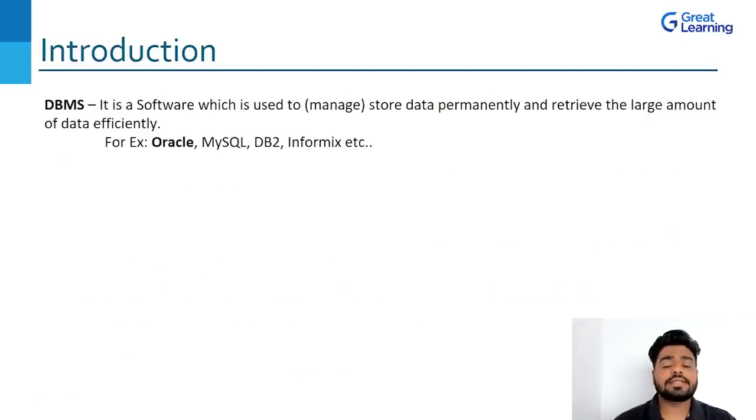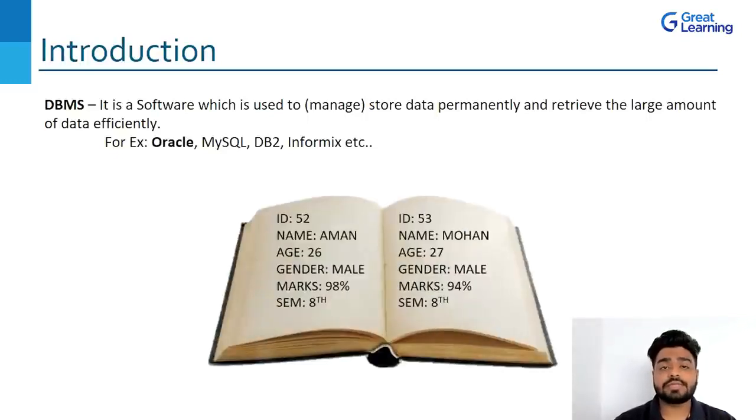Now this is where the concept of software comes in, which is database management software. This is one software which is used to manage and store data permanently and retrieve large amounts of data efficiently. And this is what people were looking for. Now this has many examples right now. We have Oracle database, MySQL database, DB2, Informix, and there are a lot more. So this is one of the particular software which we now use, right?